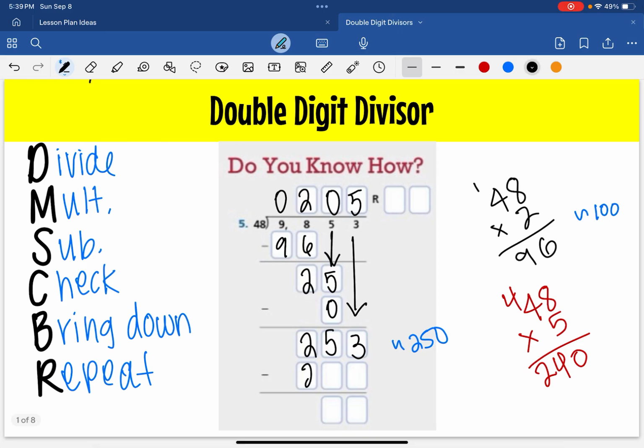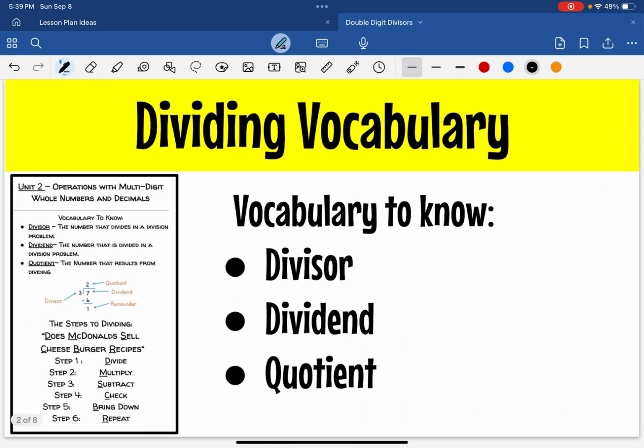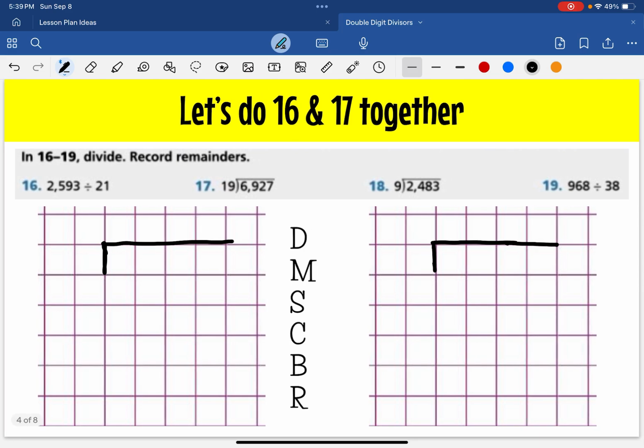5 times 48 is 240. And then I end up with 13. Now, this 13 down here will end up being your remainder. So your answer would be 205, remainder 13. Okay, so I'm going to skip that one.